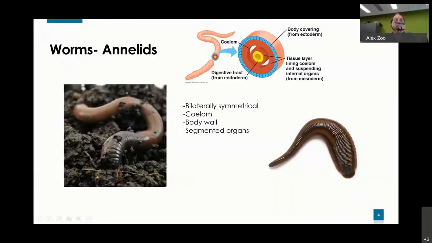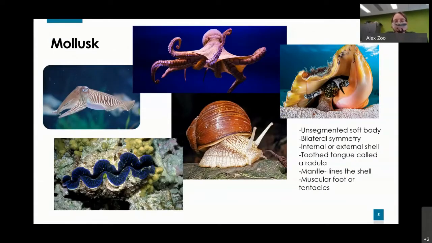Mollusks. About one of the most common is a snail, but also octopus and cuttlefish and clams are all mollusks. So they have a shell, even though you don't see the shell on the octopus or the cuttlefish, they actually have an internal shell. They have a tongue called a radula, and I'll show you what that looks like in just a second. And they have something called a foot. I'll show you that in just a second as well. So let's go to this one.